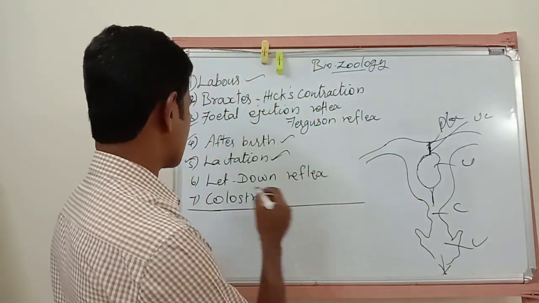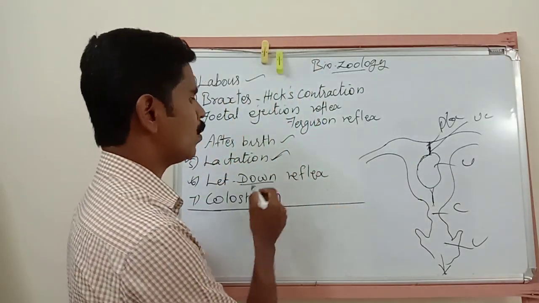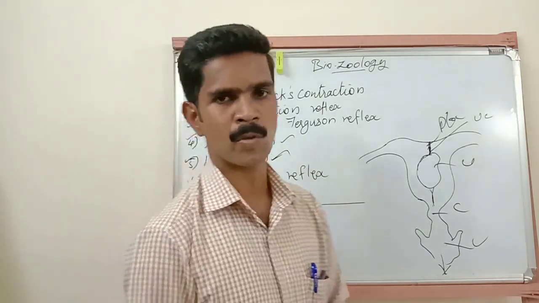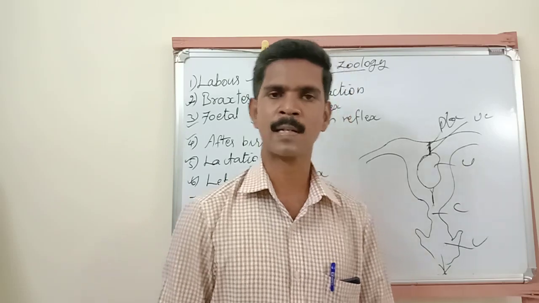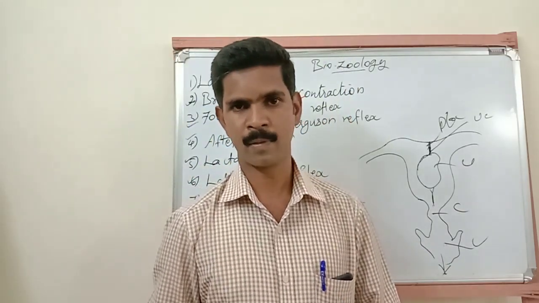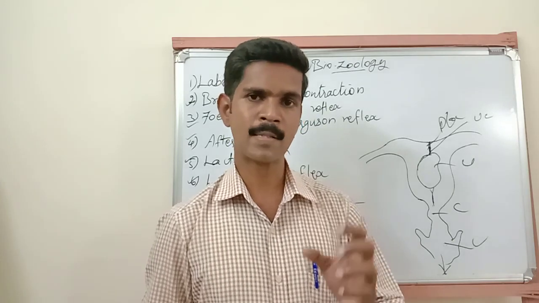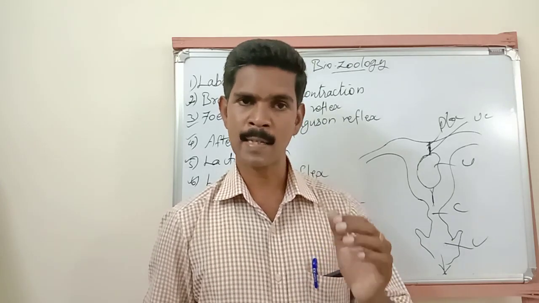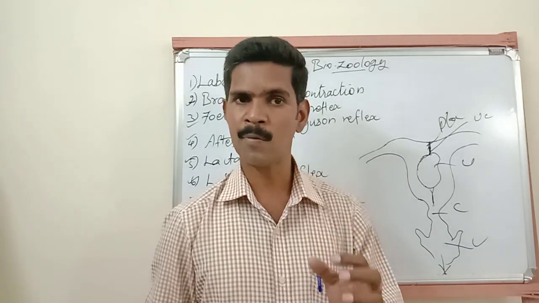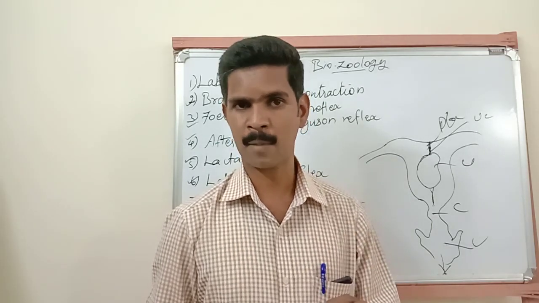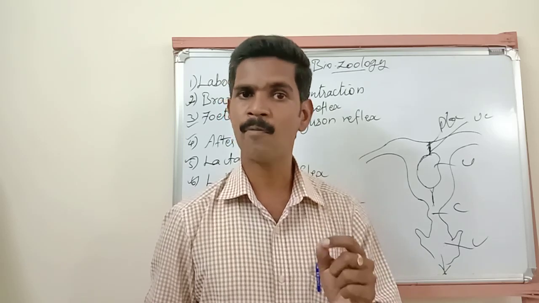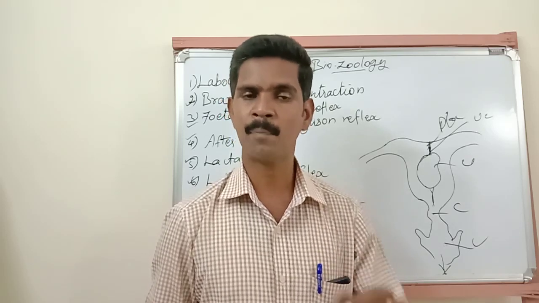Then, next question is let down reflex. Let down reflex means oxytocin. This hormone is also secreted in the female body at the end of the pregnancy. This hormone is also involved in the production of milk. That means this hormone is responsible for the ejection of milk from the alveoli of the mammary gland.